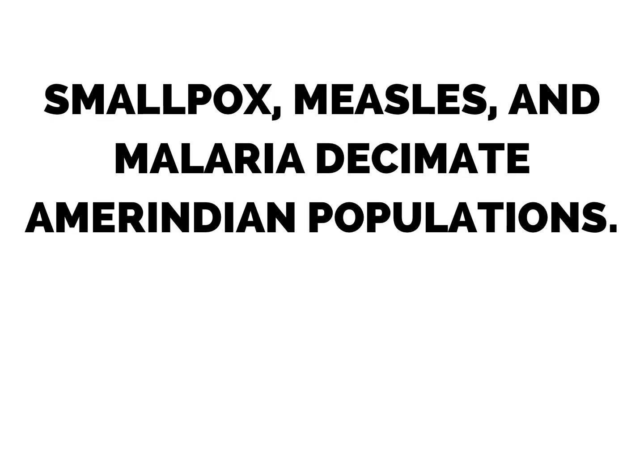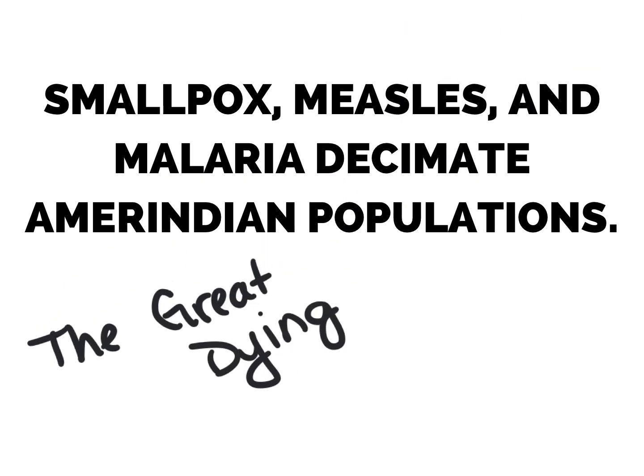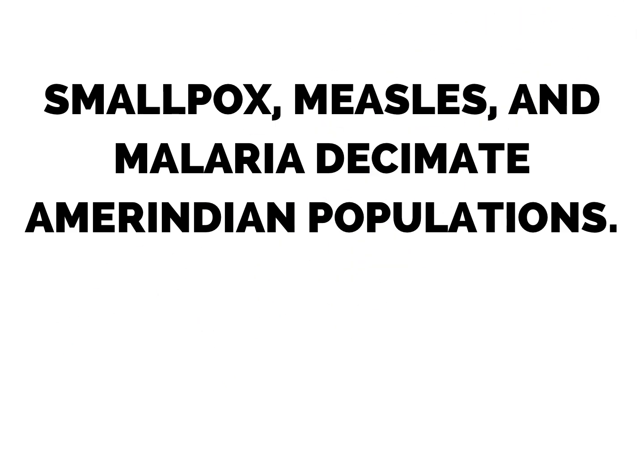So smallpox, measles, and malaria decimate. And decimate means like 1 out of 10. It's way more than that. I mean, some estimates are up at 90% of the population in the Americas dies because of these diseases. And your textbook calls it the Great Dying. We absolutely cannot underestimate or overestimate the impact of these diseases. Smallpox is the worst of them, right?